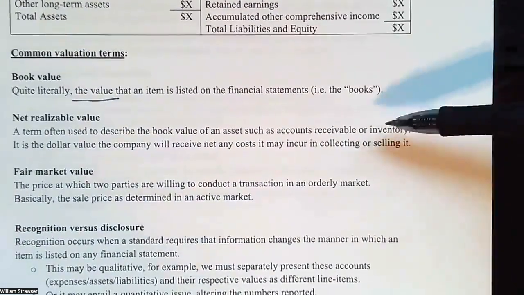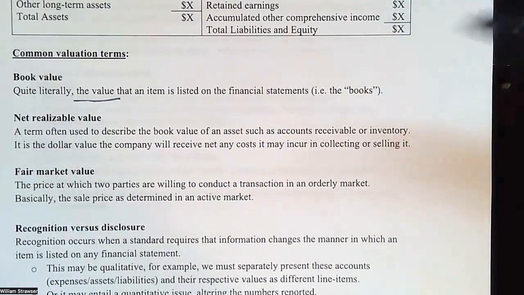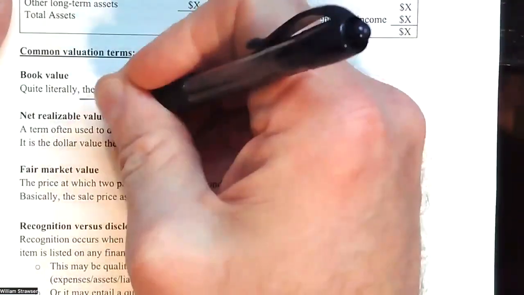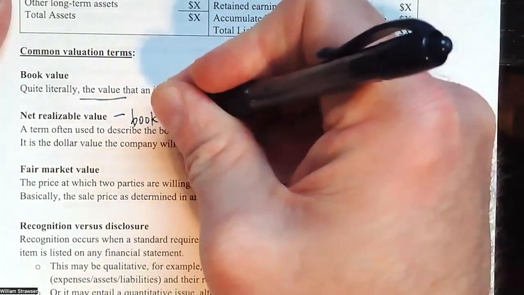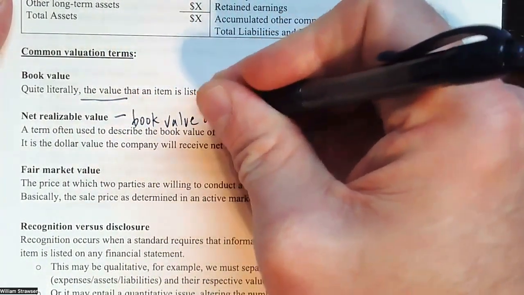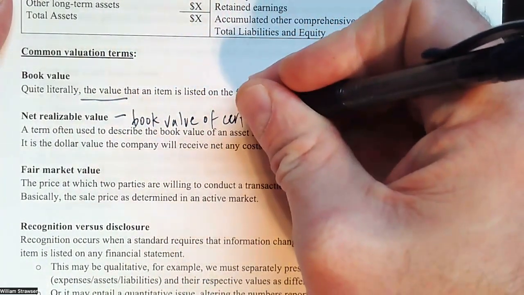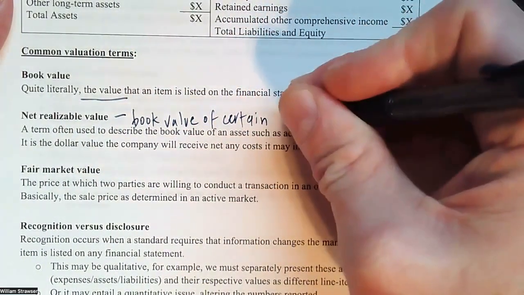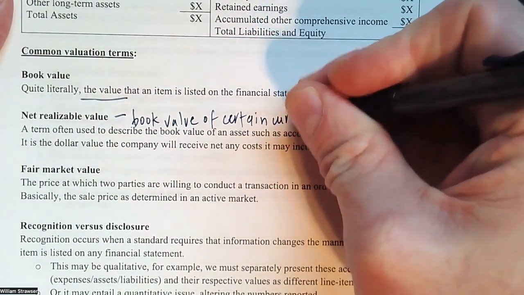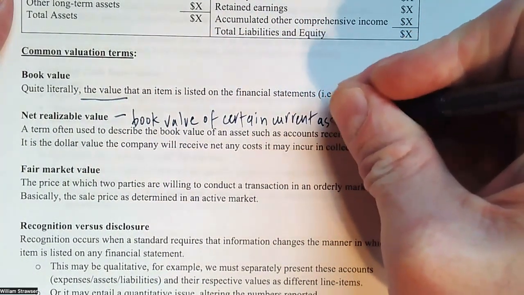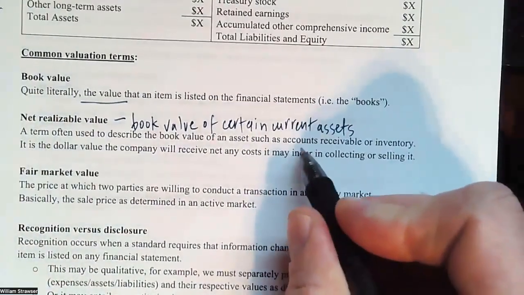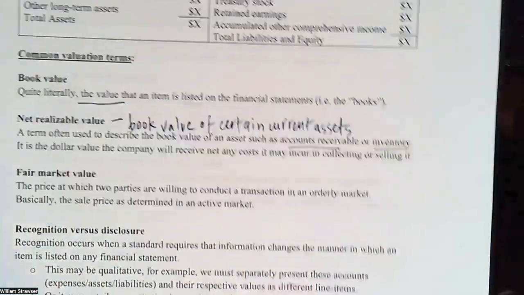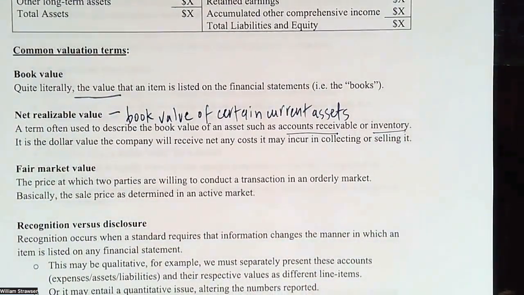Now, net realizable value is another term that will come up a lot in this class because it appeals to the book value of certain current assets. So what that means is net realizable value is a type of book value. Right? It tends to be what we use for receivables and inventory. And that's also going to be two major topics in this course.